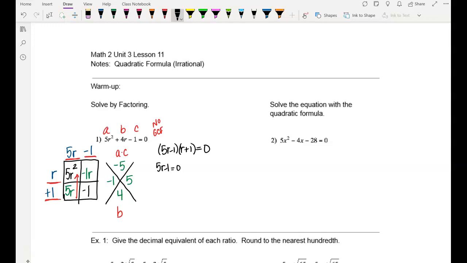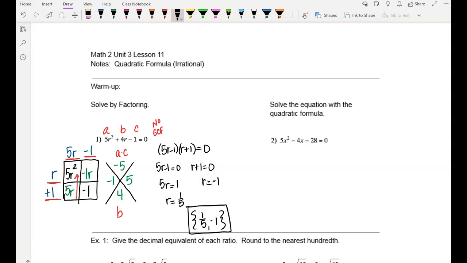5r minus 1 equals 0. R plus 1 equals 0. 5r equals 1, so r equals 1/5. R equals -1. So my solution set here is 1/5 and -1. Those are the 2 points where that function crosses the x-axis. And I should know that, and I should be able to explain that by now.